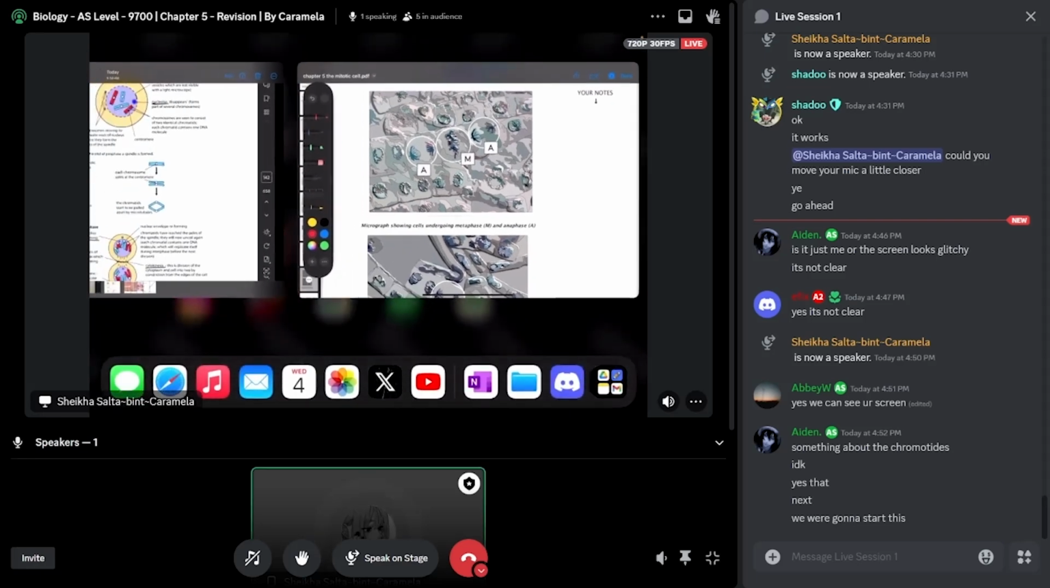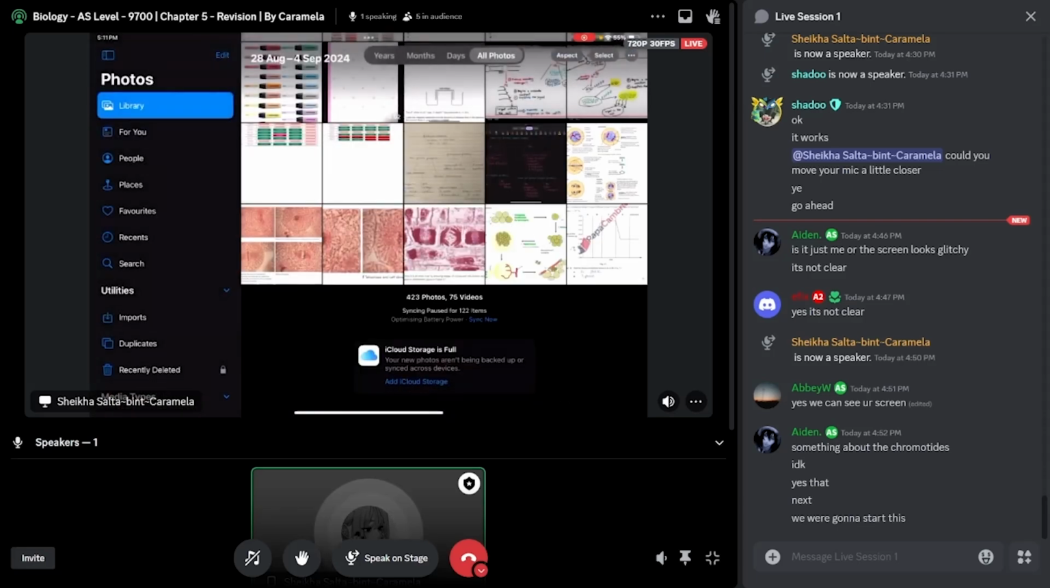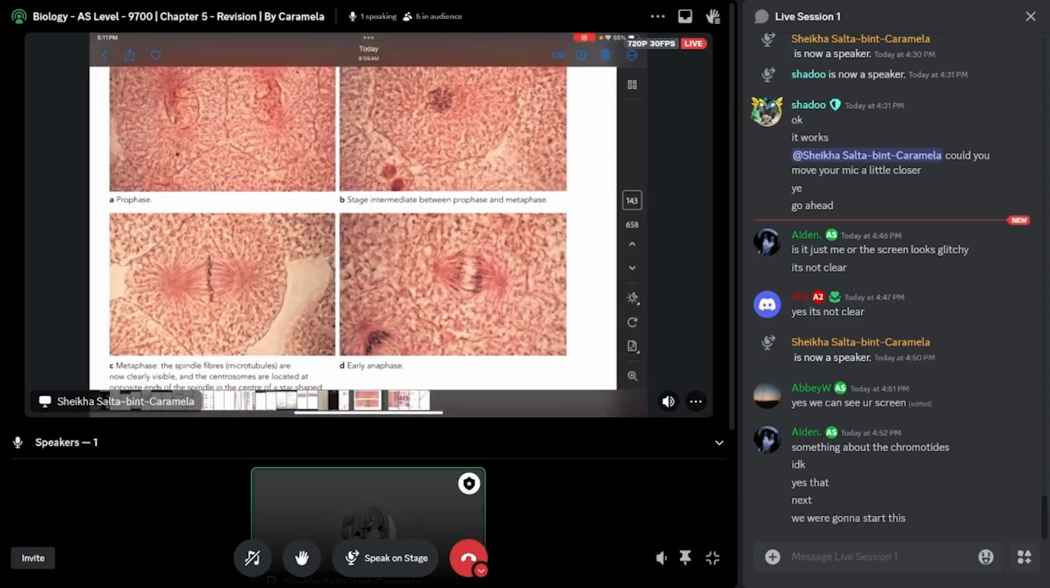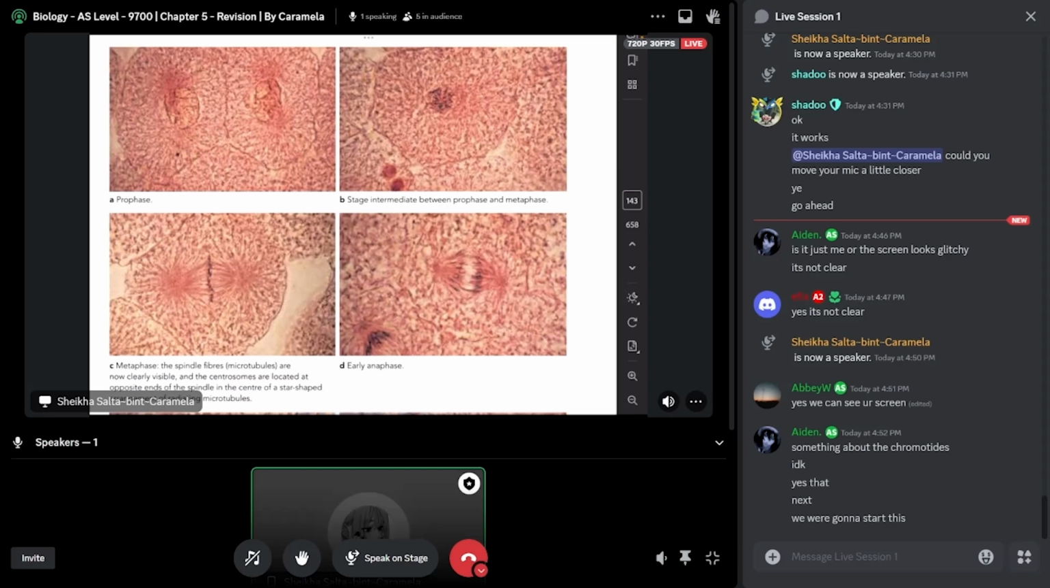So I'll show you other images that I saved. These are also from the textbook once again. The textbook has really good images. These are from electron micrographs of cells under a microscope.